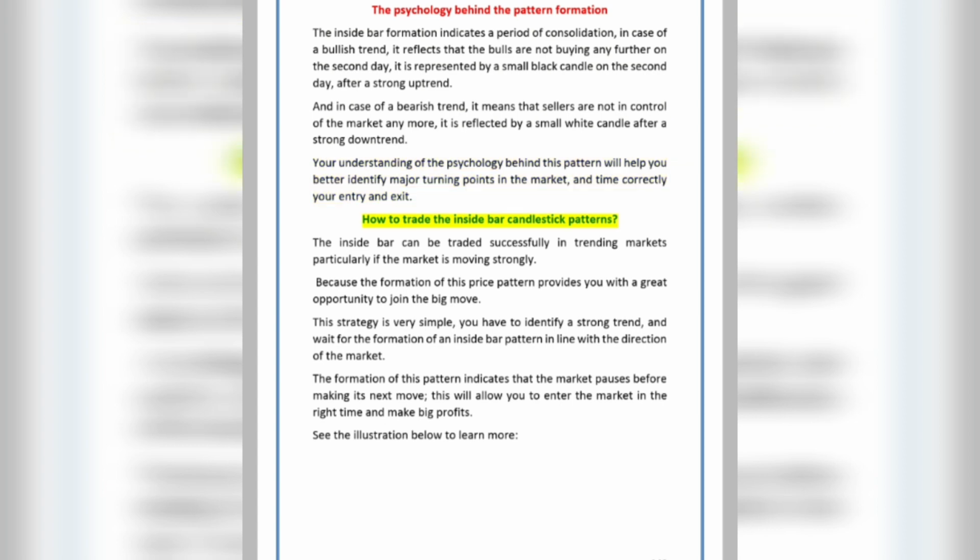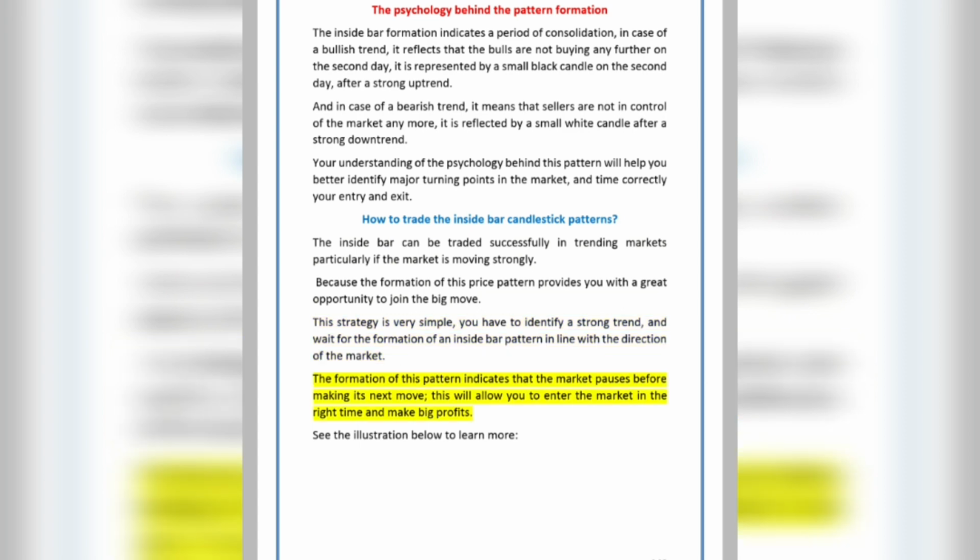How to trade the inside bar candlestick patterns. The inside bar can be traded successfully in trending markets, particularly if the market is moving strongly, because the formation of this price pattern provides you with a great opportunity to join the big move. This strategy is very simple. You have to identify a strong trend and wait for the formation of an inside bar pattern in line with the direction of the market.